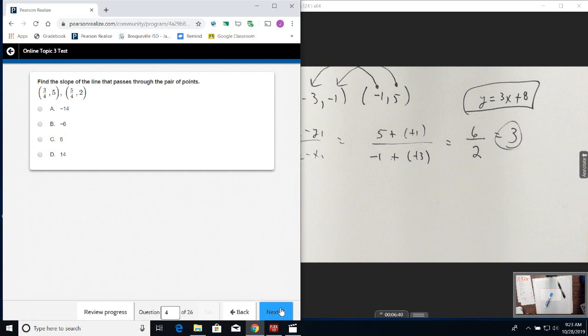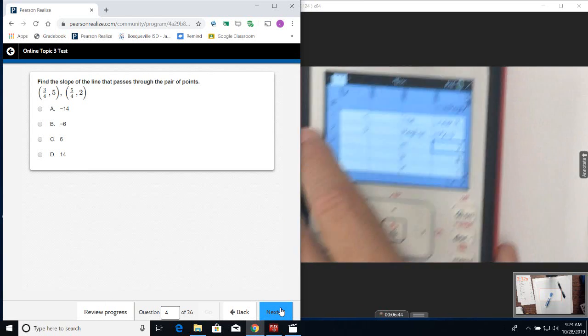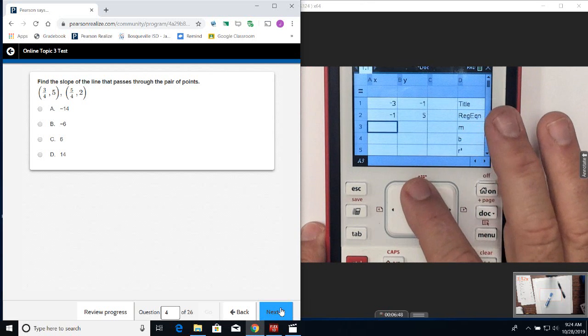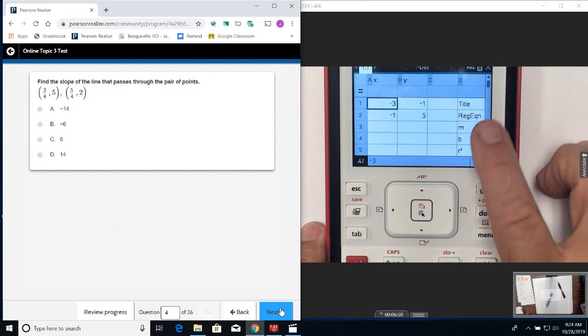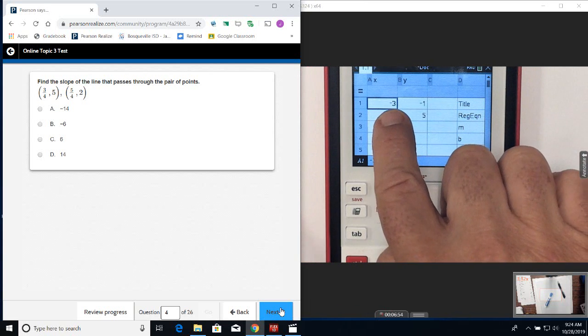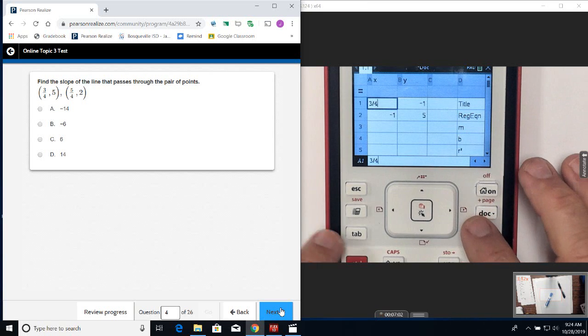Alright, so let's go to question 4. Find the slope of a line that passes through these pair of points. Why not use technology? Look, let me show you something. It's already entered in your calculator. So I've already got x and y. It's already calculating a regression for me, so why don't I just type over this? No longer is x -3, but in this problem it is 3/4. So hit 3 divided by 4. There's 3/4.